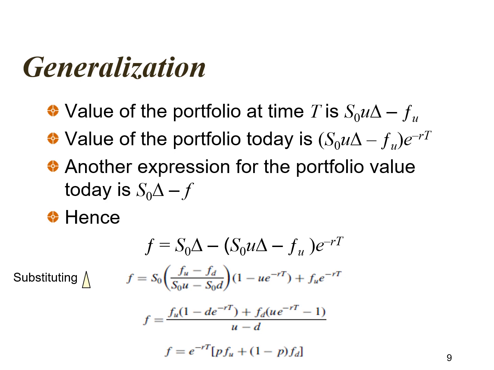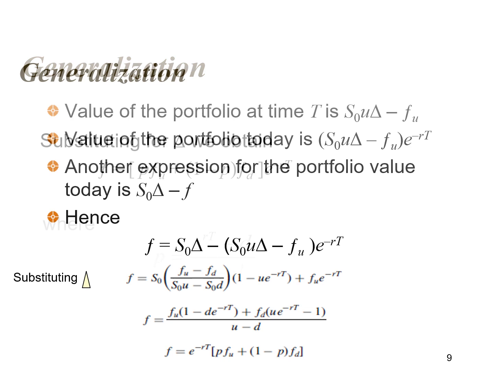Obviously, if p is the probability of the stock price going up, the probability of the stock price going down is 1 minus p. So therefore, fu is multiplied by p, and fd, which would be the value of the option if the stock price goes down by a factor of d, is multiplied by 1 minus p. So this is an important equation to keep in mind.